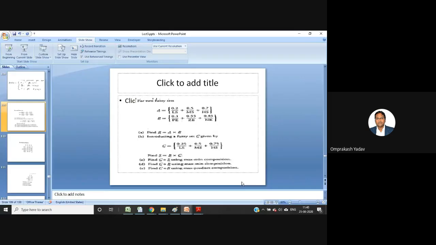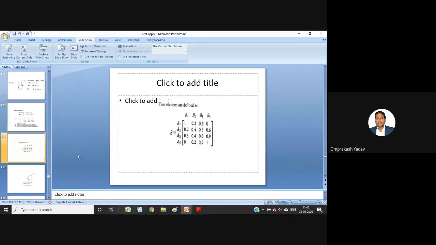So now write the next problem. Two relations are defined as A1, A2, A3, A4 and B1, B2, B3, B4, and the matrix is given. It's 4 by 4.